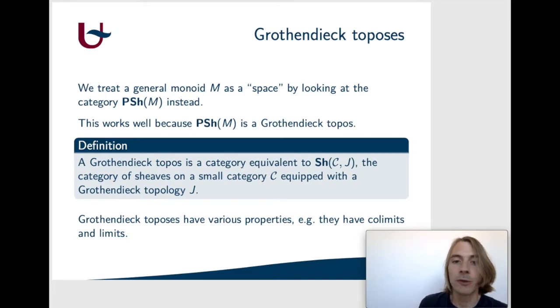And the reason this works well is because this category of pre-sheaves is what is called a Grothendieck topos. The definition of a Grothendieck topos is here. A Grothendieck topos is a category equivalent to the category of sheaves on a small category C equipped with a Grothendieck topology J. So in particular, pre-sheaves are a Grothendieck topos by taking the trivial topology. And Grothendieck toposes have various properties. For example, they have all colimits and limits.